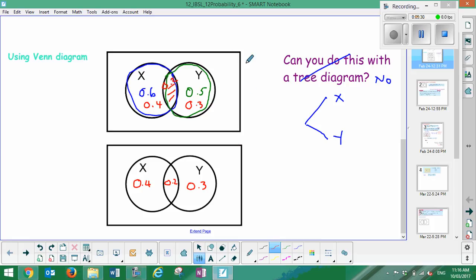Remembering this is our universal set. If that's a universal set, then altogether we must have a probability of 1. They add up to 0.9, which means there must have been a 0.1 probability of not being an X or Y.